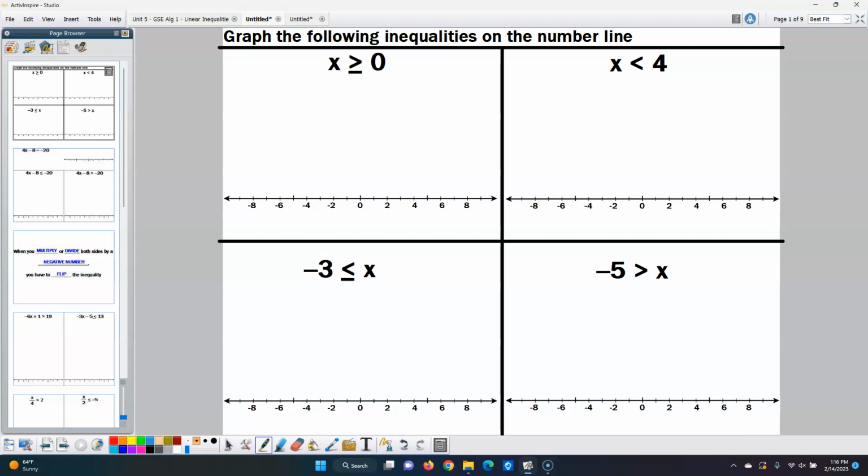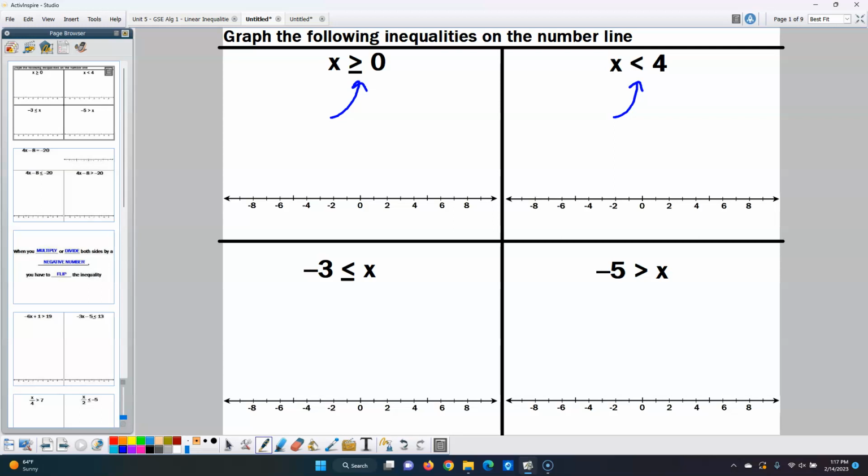Going to be graphing some basic inequalities, solving some inequalities, and hopefully you've seen some of these basic ones. X is greater than or equal to 0. I've got to decide if it's going to be an open or a closed dot, and this equals to sign underneath that greater than sign tells me that it's going to be a closed dot. Over here, I don't have that equals to. I'm going to have an open dot.